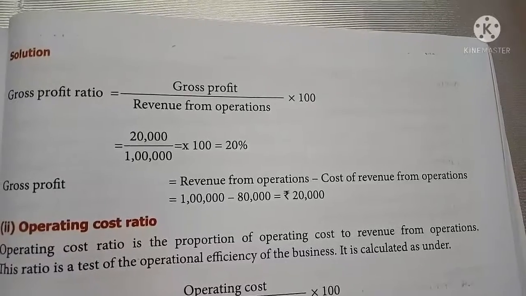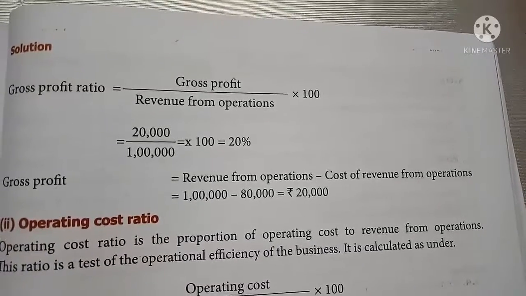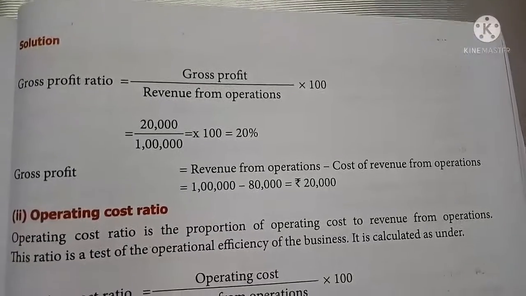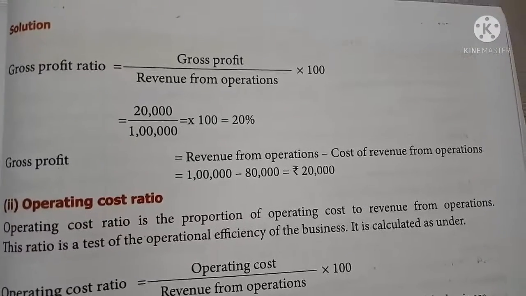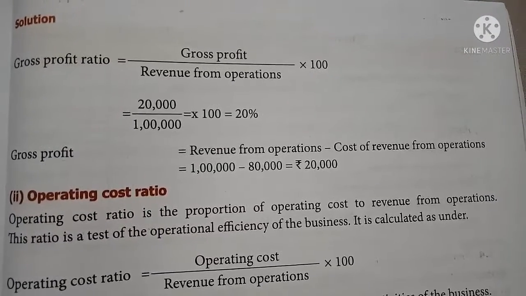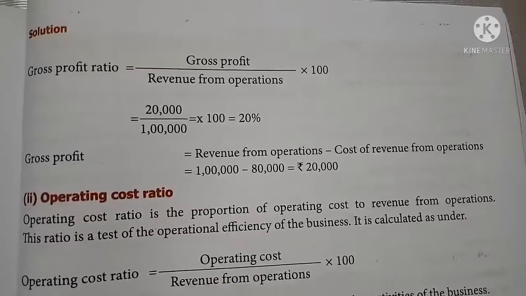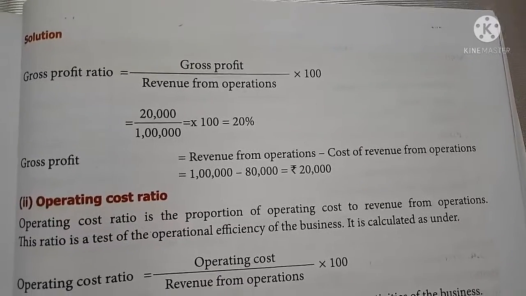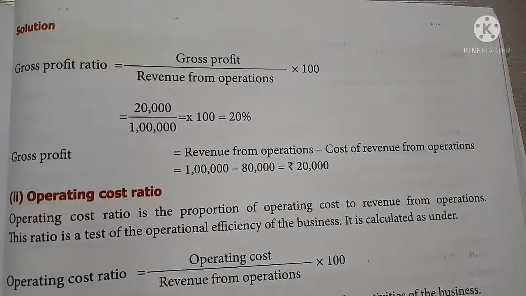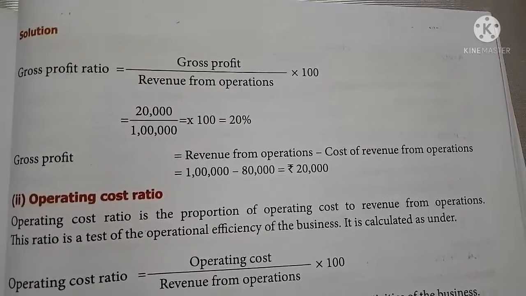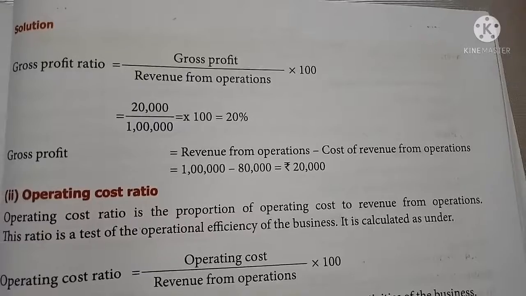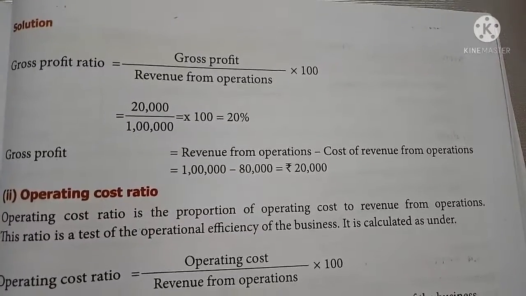Then you can apply the formula: gross profit ratio is equal to gross profit by revenue from operation into 100. Gross profit, we already found, is 20,000. Revenue from operation is given in the sum as 1 lakh. So 20,000 by 1 lakh into 100 gives 20%. So the gross profit ratio is 20%.